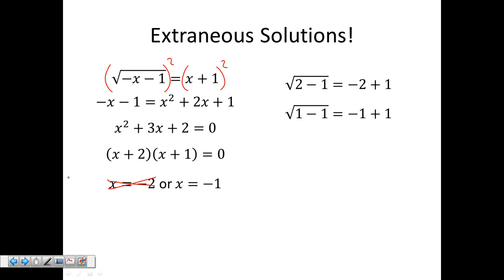Let's try my other solution. Plug in negative 1. I'm going to end up taking the square root of 0, which again is okay. Look at the other side, negative 1 plus 1. Well, that's 0, so this one does work. So this solution does work. The other one is extraneous. It's extra. It does not work.